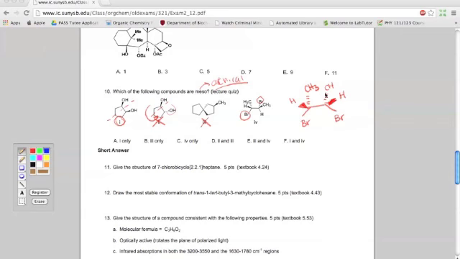Now, you see with that rotation that we just did, you have a plane of symmetry running through the middle. So 4 is also meso, so your answer is going to be F.